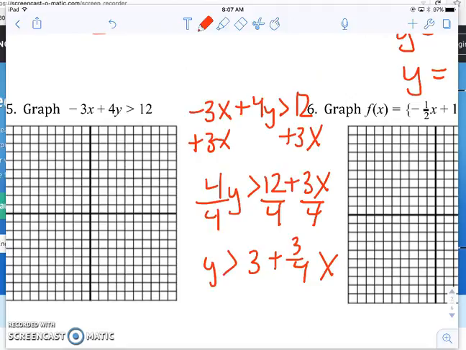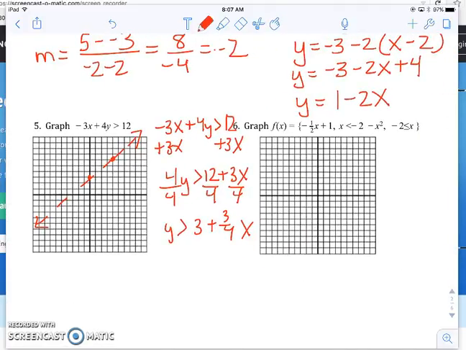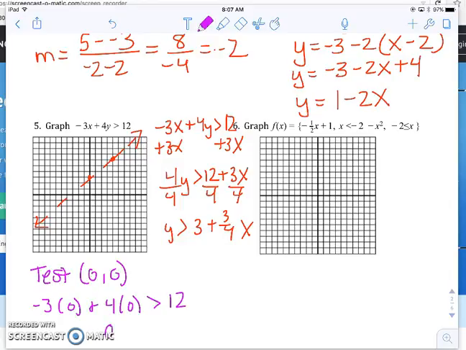So let's see, we have 3, 1, 2, 3, 1, 2, 3, 4. Since it's just a greater than, we'll have a dashed line. And then we have to test a point, and we usually test 0, 0. So if we test 0, 0, negative 3 times 0 plus 4 times 0 is greater than 12. Is 0 greater than 12? No, so we will shade the other side that 0, 0 is not on.